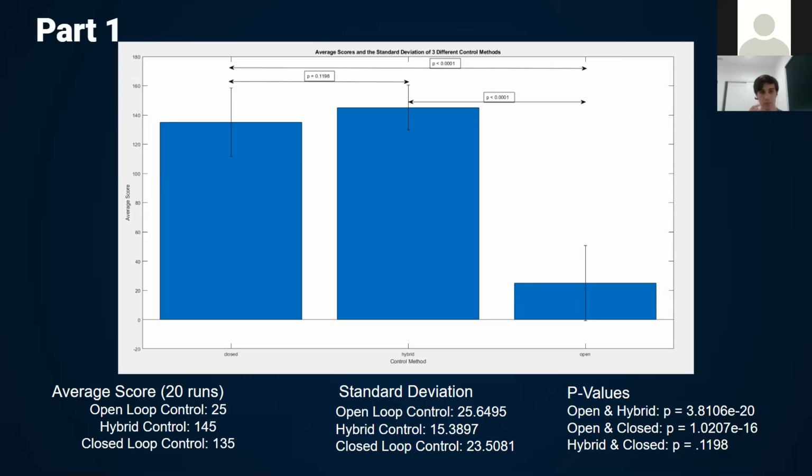The average scores and standard deviations of these three methods can be seen below. As for the t-tests, it suggests that the open loop control is vastly different from and inferior to both hybrid and closed loop, with a p-value significantly less than 0.05. However, between closed and hybrid, the p-value was 0.1198, which suggests that there is not a significant difference between the two methods.